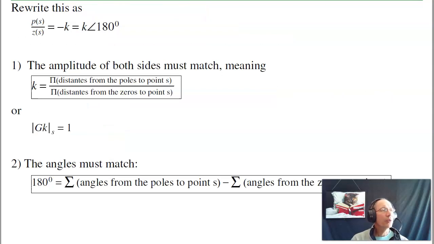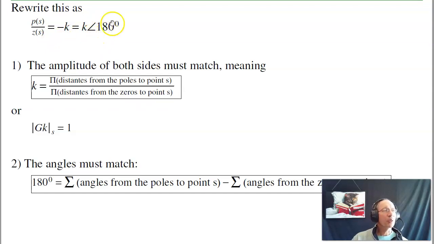Now, in order to find the roots, there's a couple ways to do it. If I rewrite that p of s plus k times z of s equals 0, bring the k right, divide through by z, and I get p of s over z of s is minus k, which actually has two conditions. The amplitude is k, the angle is 180 degrees. The amplitude is how we're going to find k. Pick a point on the root locus, plug in s, and p of s over z of s is k, or cross multiplying, k times g is 1.